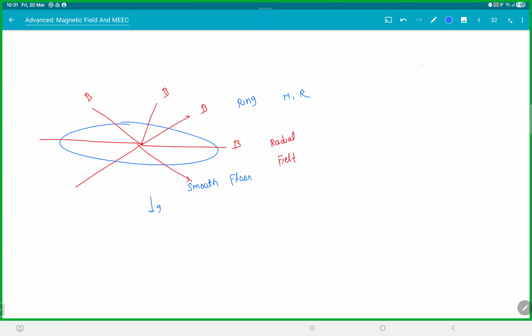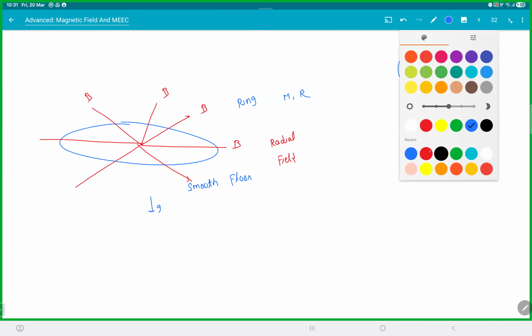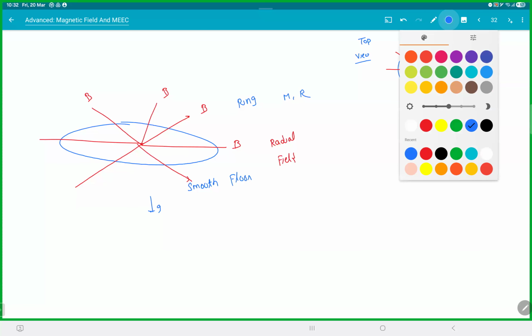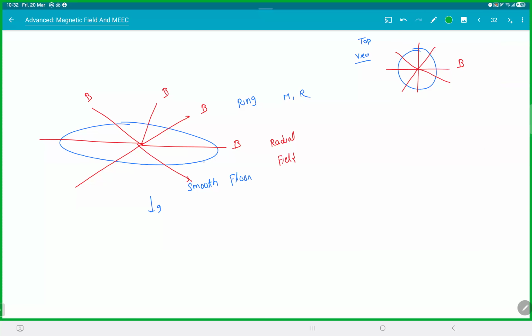If you see the top view, this is how B is going. This is the top view. Yeah, both look the same anyway. Fine. Now what you did, you took a small charge Q and you just passed it around.